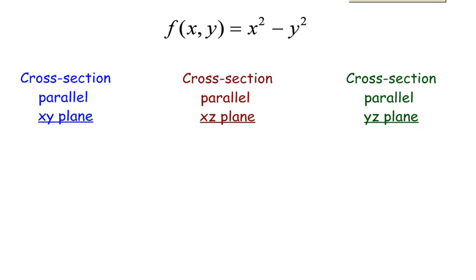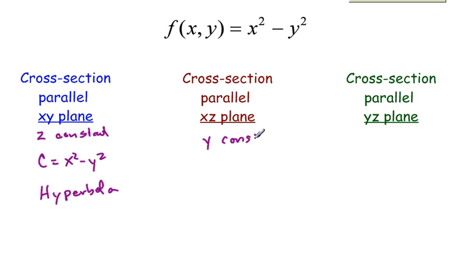All right, let's look at our next one. Very similar looking equation, only we have x squared minus y squared. So same idea here, xy plane, z is constant. So we let c equal x squared minus y squared. And if you remember back to your conic sections, if x is squared and y is squared with a minus sign in between, that would be a hyperbola. In the next one, we're going to hold y constant. When we hold y constant, we're going to get z equal to x squared minus c. And this is just like before, a parabola. The only difference with our last one is we had plus c, now we've got minus c.